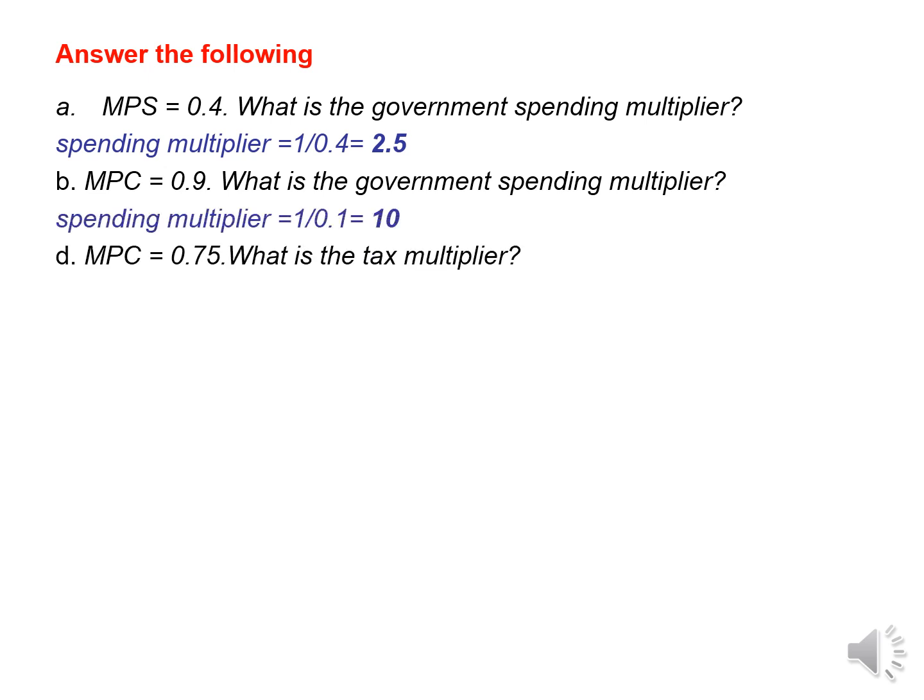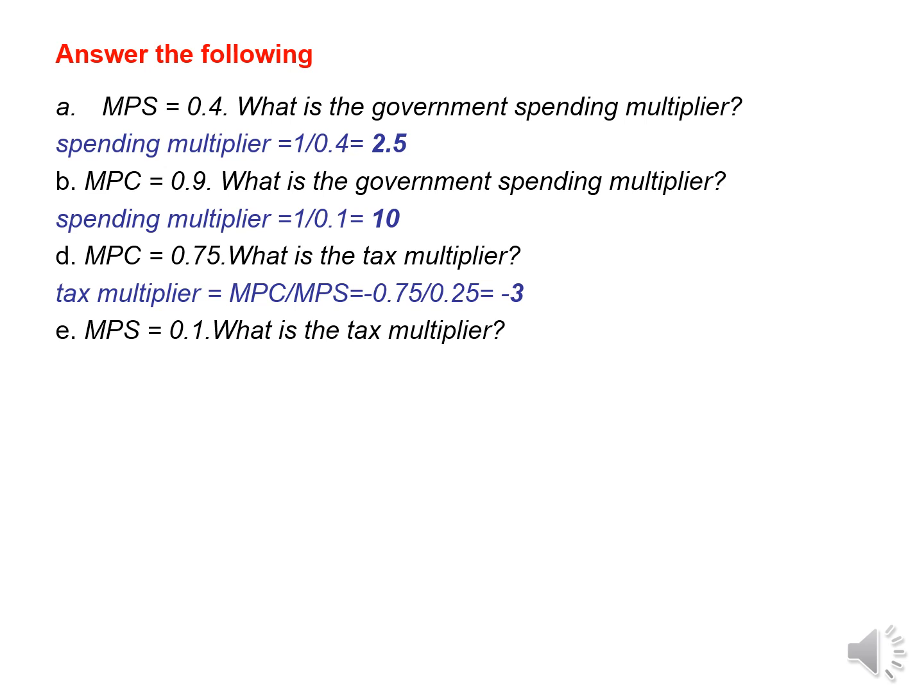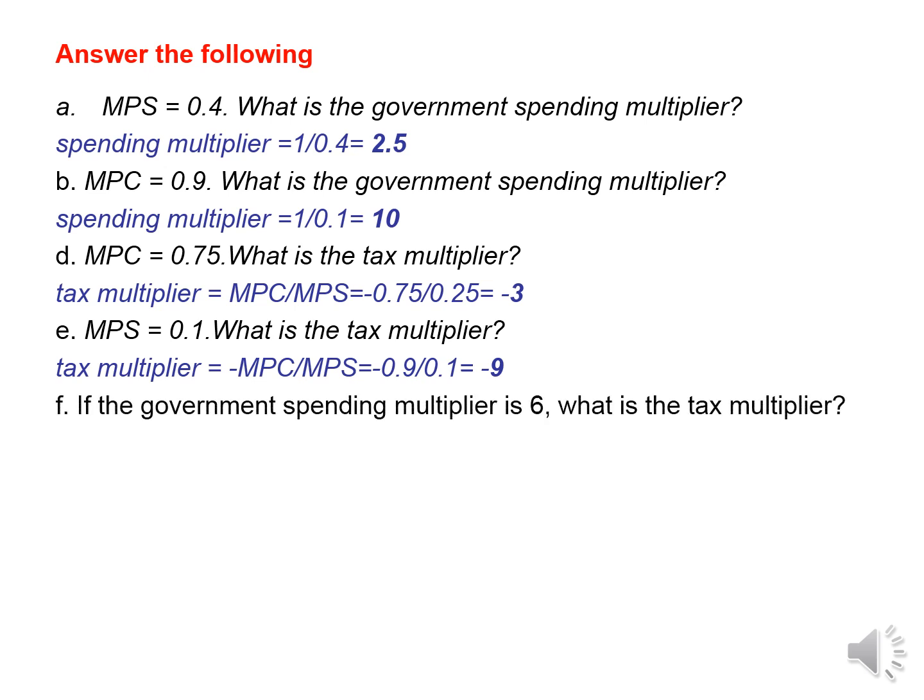Next, marginal propensity to consume equals 0.75. What is the tax multiplier? The government spending multiplier will equal 4, so the tax multiplier is negative 3. Marginal propensity to save equals 0.1. What is the tax multiplier? The government spending multiplier will equal 10, so the tax multiplier is negative 9. I calculate the G multiplier because it's easier: 1 over the marginal propensity to save directly, and for the other I subtract one in absolute value and put the negative sign. Easy?